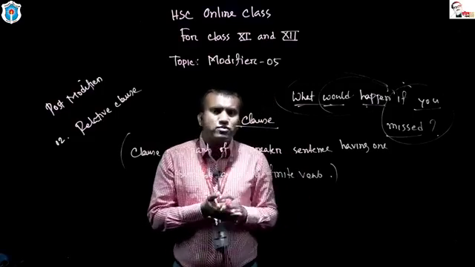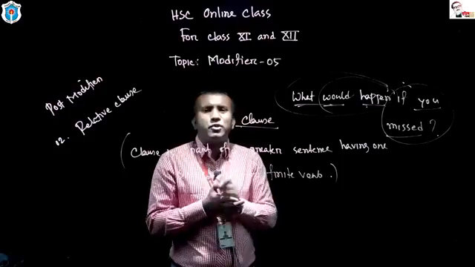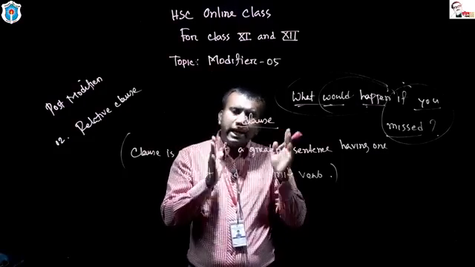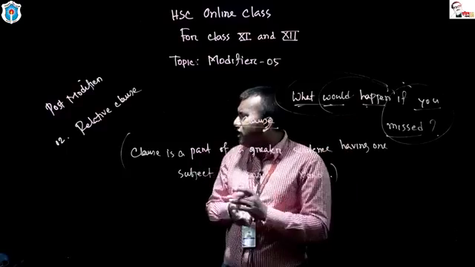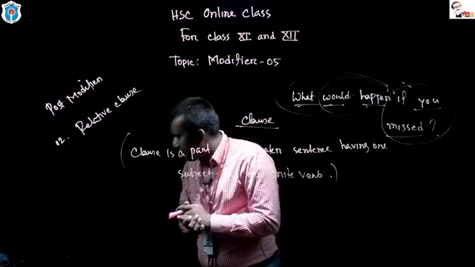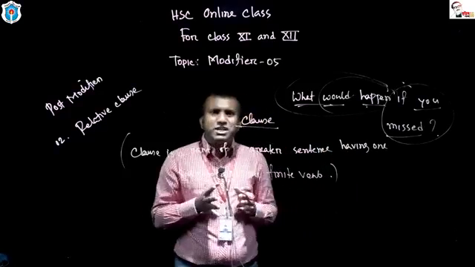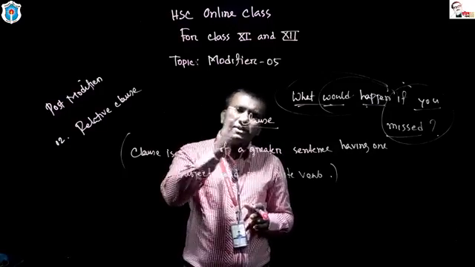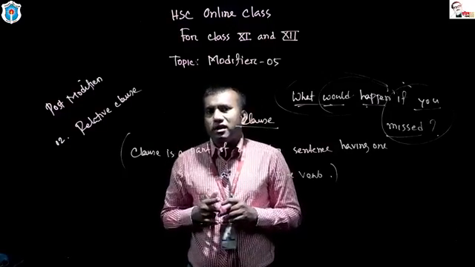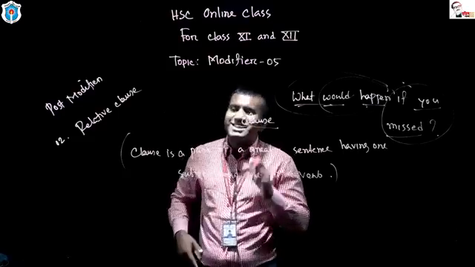So in this sentence, we have got one principal clause and one subordinate clause, and in the subordinate clause we will get a conjunction. And what is the conjunction? The conjunction is if. So my dear students, up to this part we have got the definition of a clause, and we have got a principal clause and a subordinate clause.